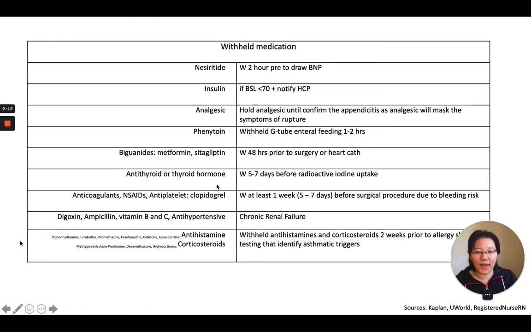Withhold medication I added because it has to do with certain things. For example, if insulin, then you withhold if BSL is below 70 and notify the HCP. For example, if you give a blood pressure medication and the blood pressure is below a certain level, let's say 120 to 90, then you need to withhold it. So here are the medications that we need to withhold, and you just write down the list.